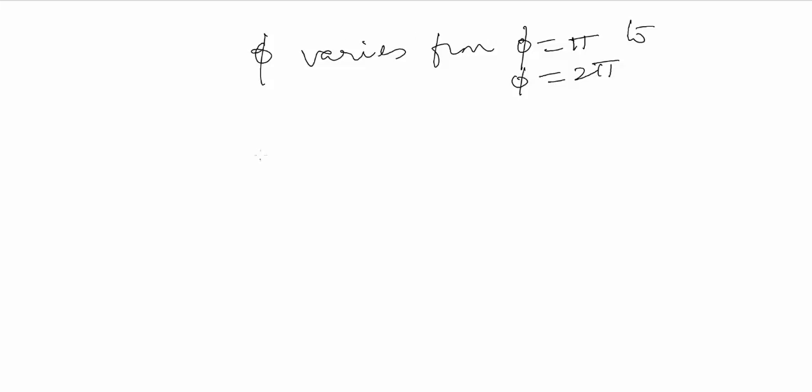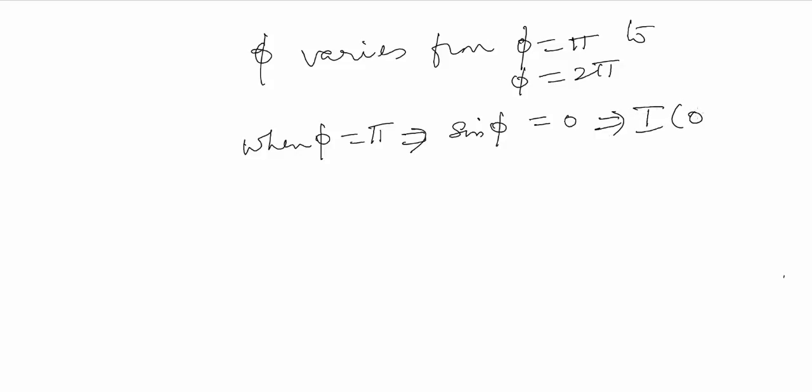Now what happens when phi equals pi? That implies sine phi equals 0. That's what we saw even in the previous one, where it was the terminal point for pi, 0. That implies I as a function of phi is equal to 0.